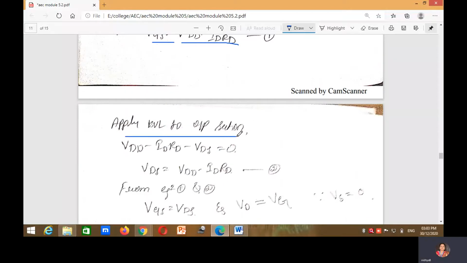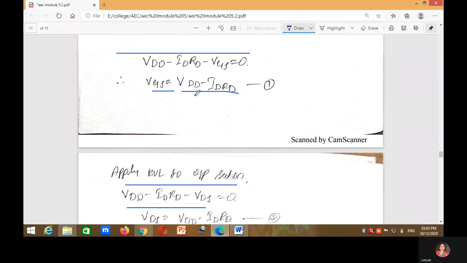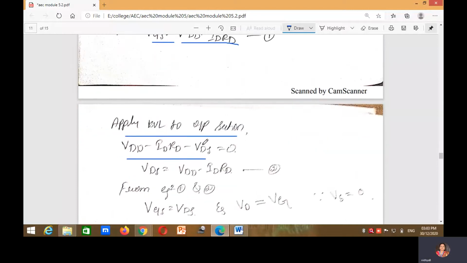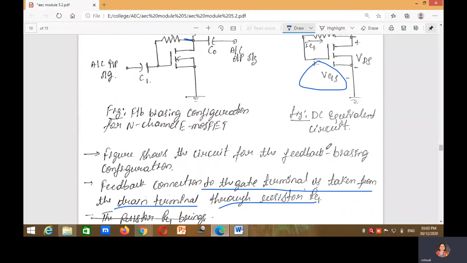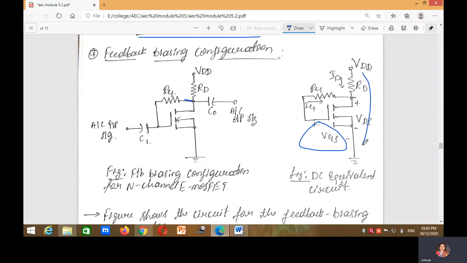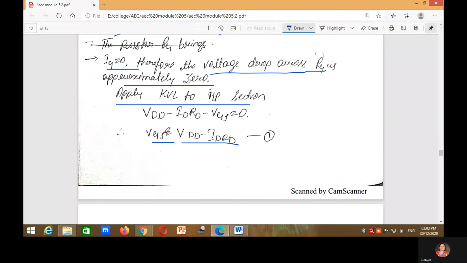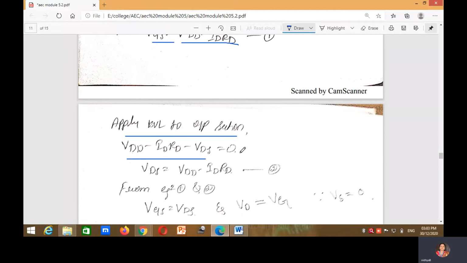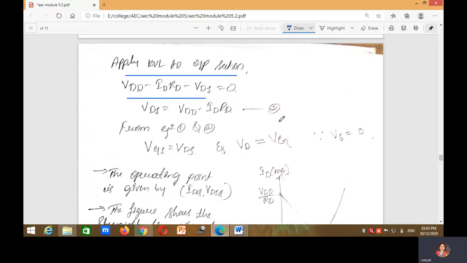Apply KVL to the output section. You will get the same equation, but instead of VGS, here we use VDS. When you apply KVL on the output side, VDD minus IDRD minus VDS is equal to 0. So VDS is equal to VDD minus ID into RD. This is the second equation.